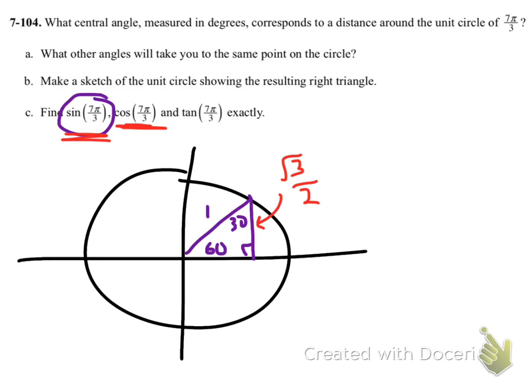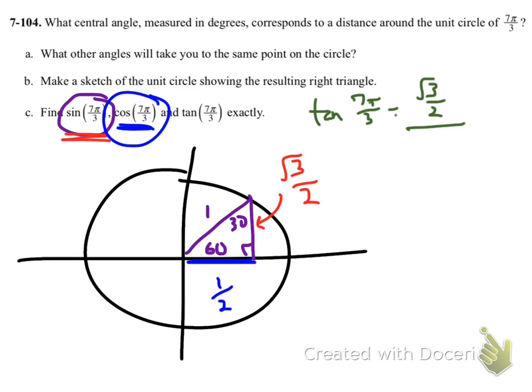So the cosine value, let me switch colors here, cosine value is going to be this side. It's the horizontal distance. That side is going to be 1/2. So cosine of 7 pi over 3 equals 1/2. The last thing then is the tangent. So the tangent is going to be the ratio of sine divided by cosine. So tangent of 7 pi over 3 will be square root of 3 over 2 divided by the cosine, which is 1/2.